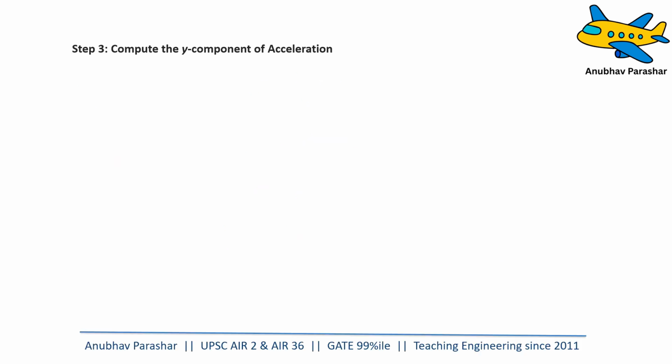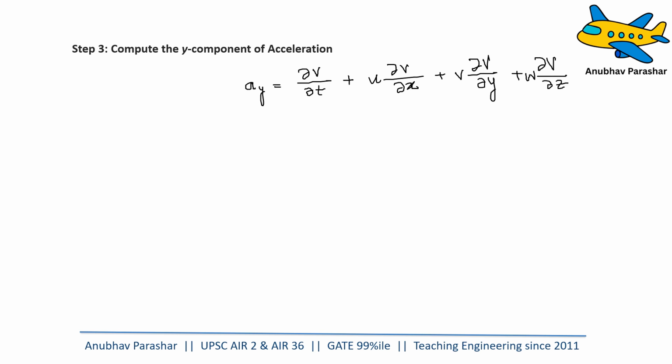Let us quickly do it. Let us first write down the equation for velocity in y direction. So if I want to write down ay, what is ay? First of all, change in v with respect to time, del v by del t, plus change in v with respect to x multiplied by velocity in x direction, plus change in v in y direction multiplied by velocity in y direction, plus change in the velocity v in z direction multiplied by velocity in z direction.